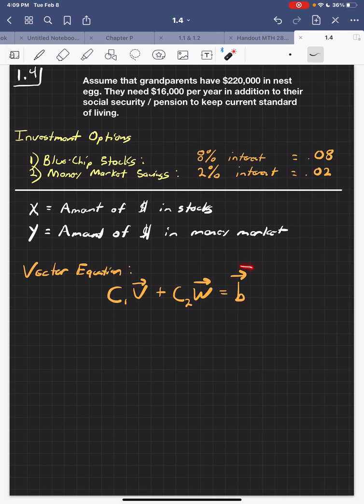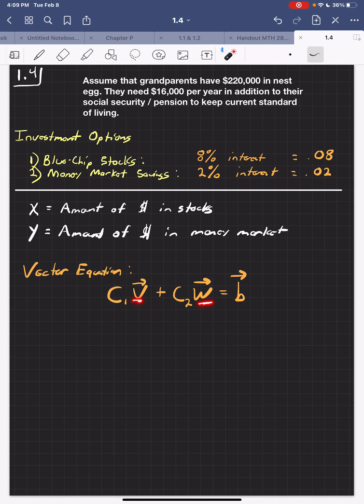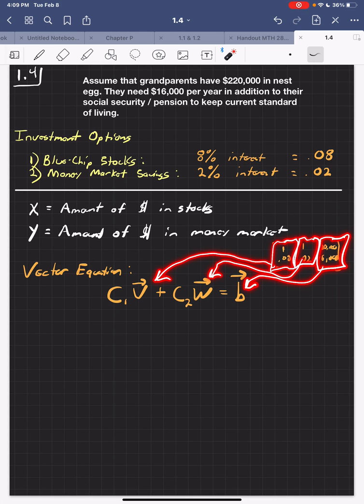So now the question is, how do we view this example in terms of a vector equation? Well, let's start with the vectors. Let's start with V. Let's start with W. If you look back through your notes, remember we had the matrix 1.08, 1.02, and then you had 220,000 and 16,000, right? The good news is the columns of that matrix are going to represent the vectors in this problem.